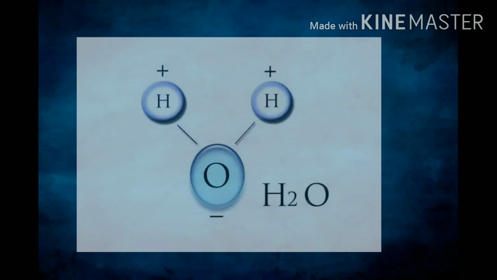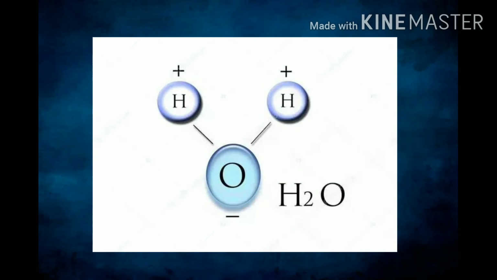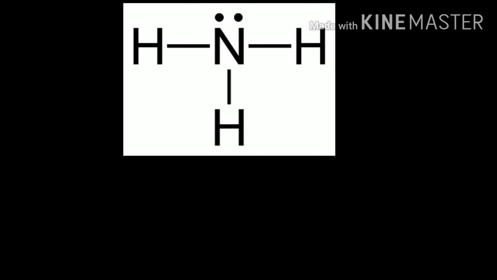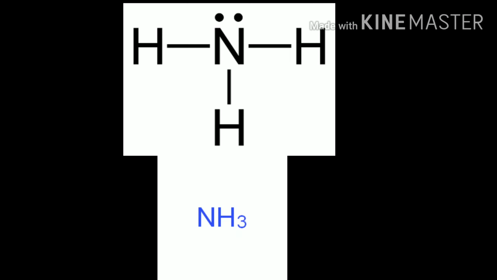Let's take another example, that is water. Here oxygen is combined with two hydrogen atoms. So the valency of oxygen is 2. Like this, ammonia. The formula of ammonia is NH3. So here nitrogen is combined with 3 hydrogen atoms. So the valency of nitrogen is 3.